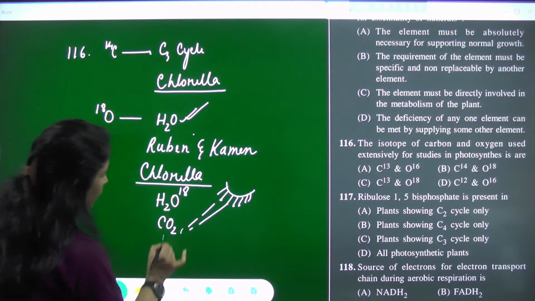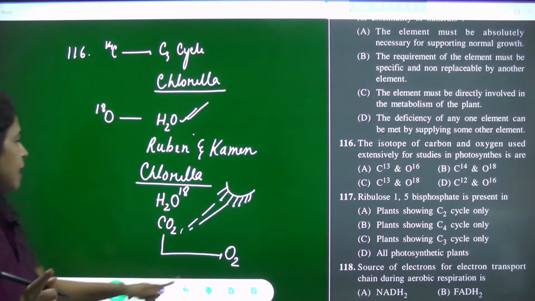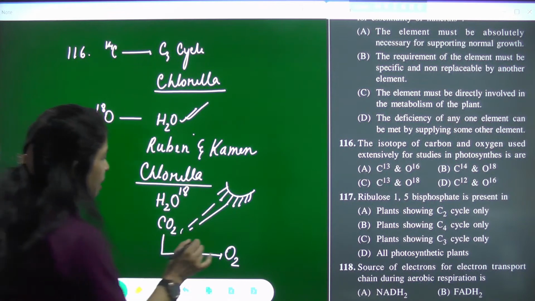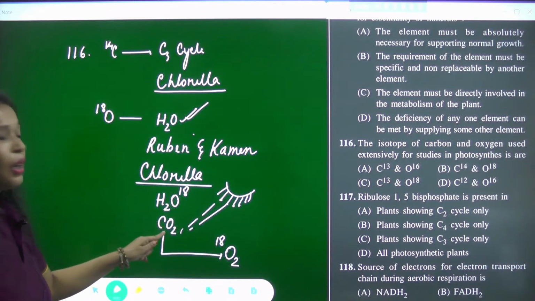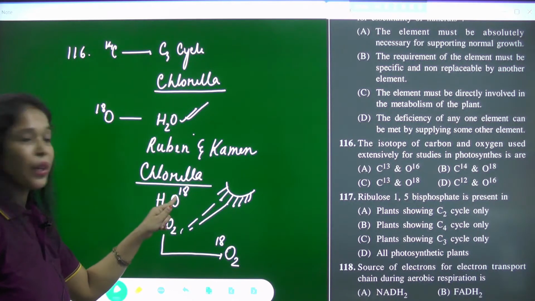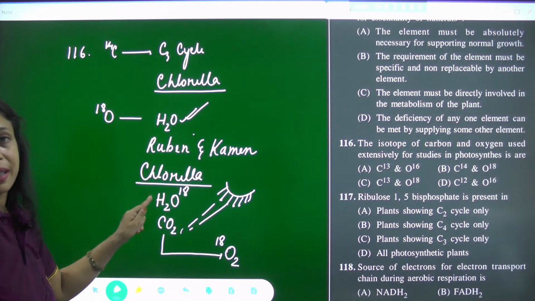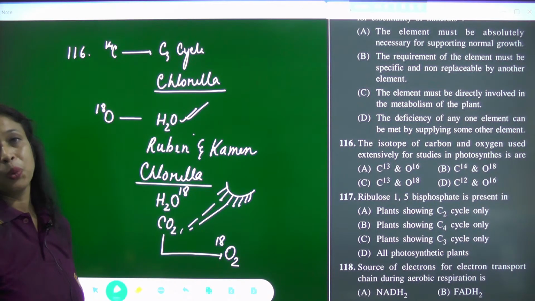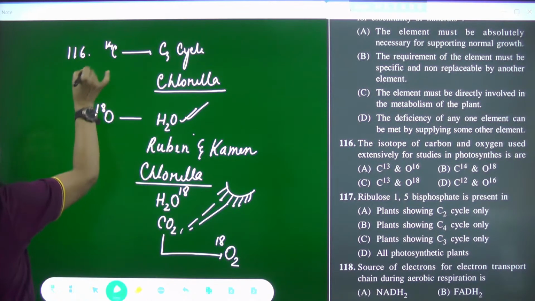After certain hours, what was seen was the evolution of oxygen gas, and this oxygen gas, when tested, was found to be radioactive. So the oxygen of CO2 was normal oxygen, but the oxygen of water was radioactive, the isotope of oxygen. So what does it prove? Oxygen evolves only from the water molecule. Fine. So what will be the answer for 116? It is the second option.